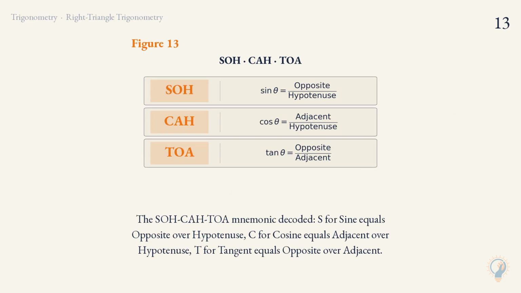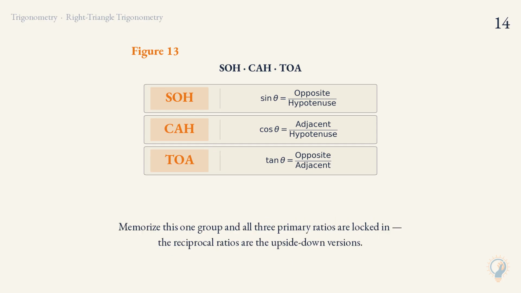Figure 13. The SOH-CAH-TOA mnemonic decoded. S for sine equals opposite over hypotenuse. C for cosine equals adjacent over hypotenuse. And T for tangent equals opposite over adjacent. Memorize this one group and all three primary ratios are locked in. The reciprocal ratios are the upside-down versions.